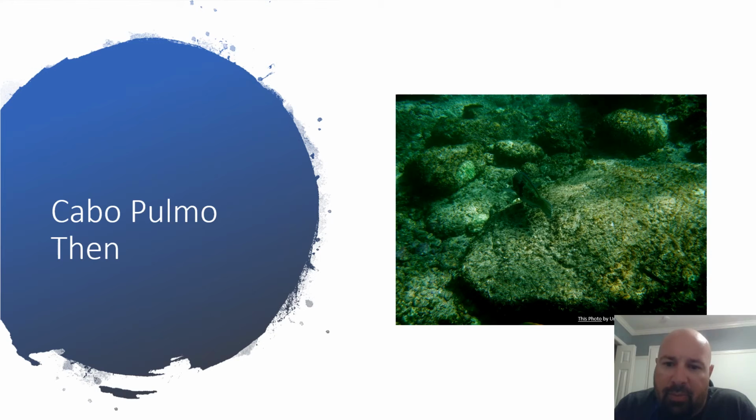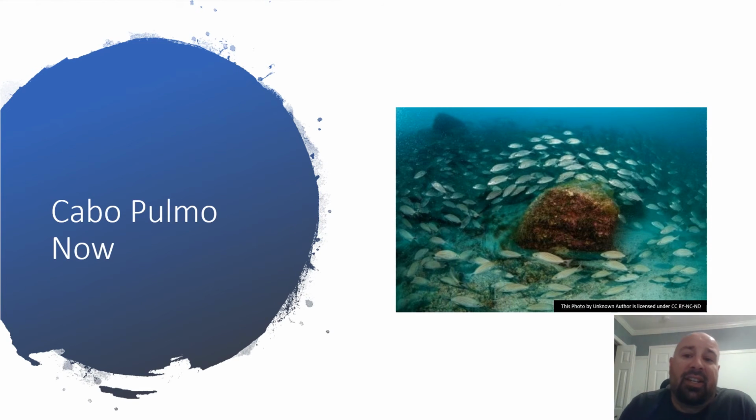This is Cabo Pulmo before. This is when they're realizing that things needed to change. You're not looking at fish in this picture. It's very desolate. Very sad to see that. But I don't want to leave you with something sad, so I'm going to give you something very happy to look at. This is it now.